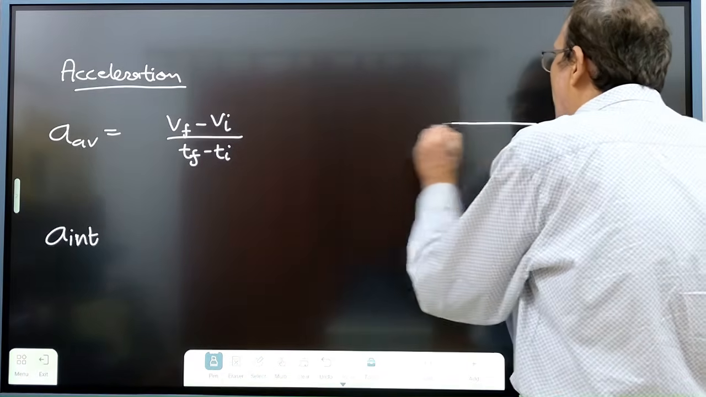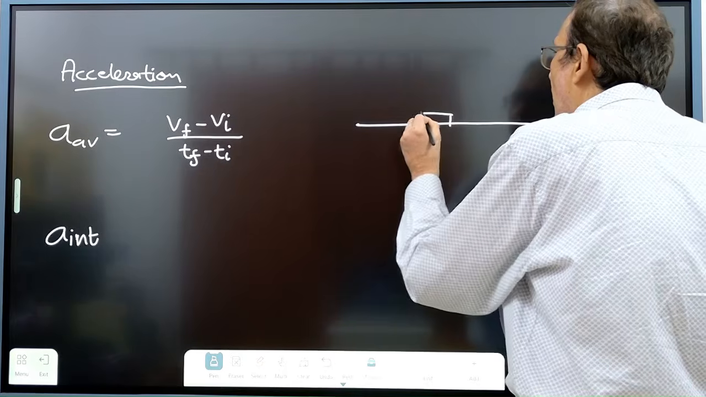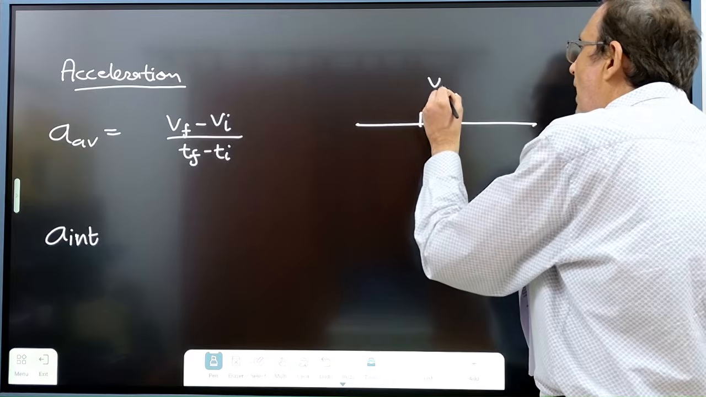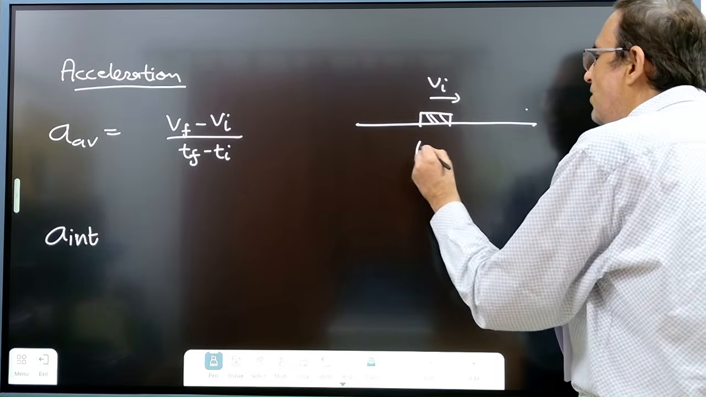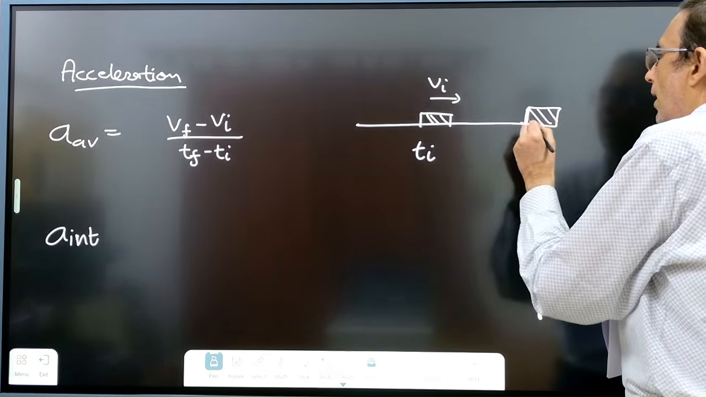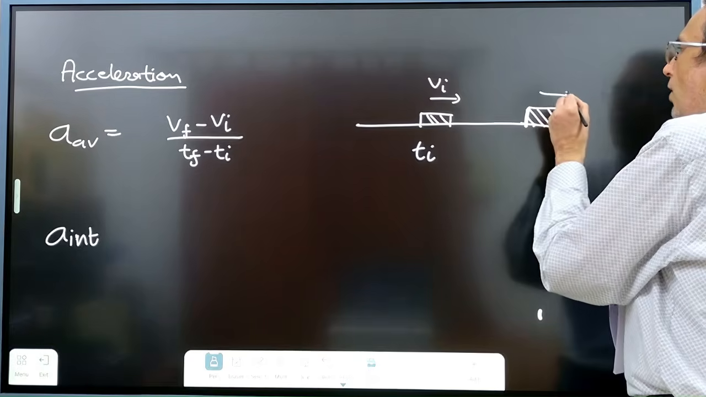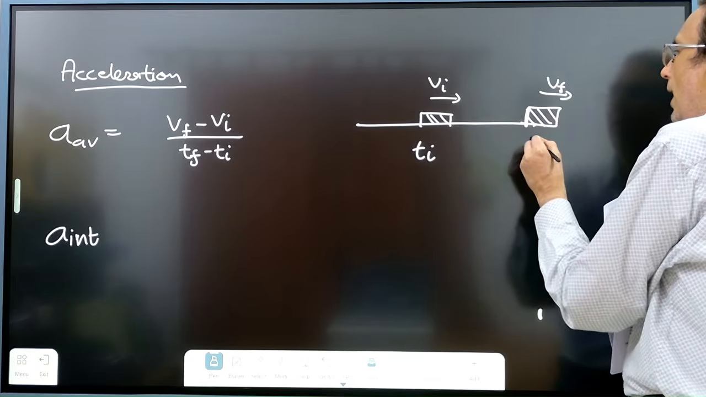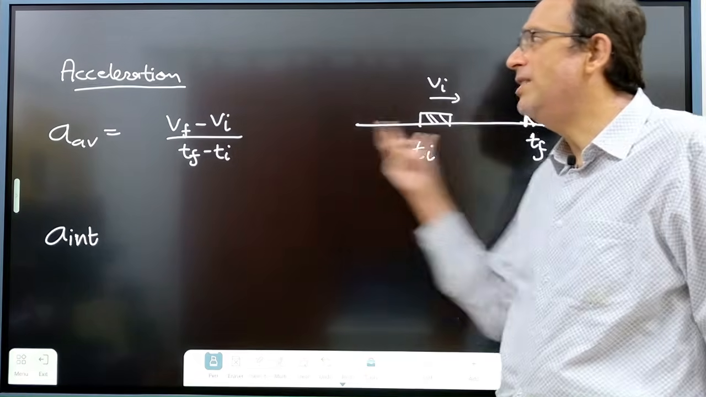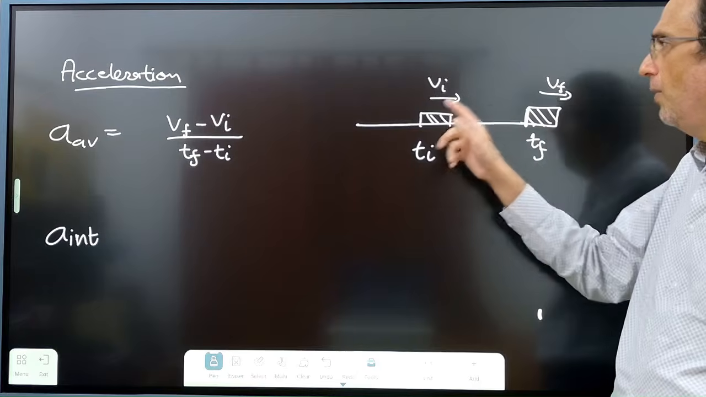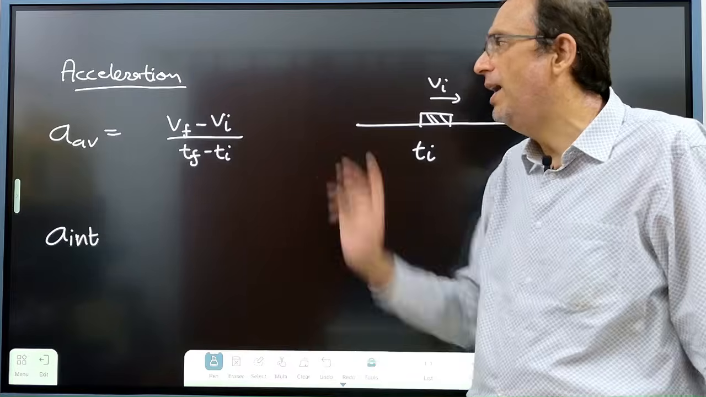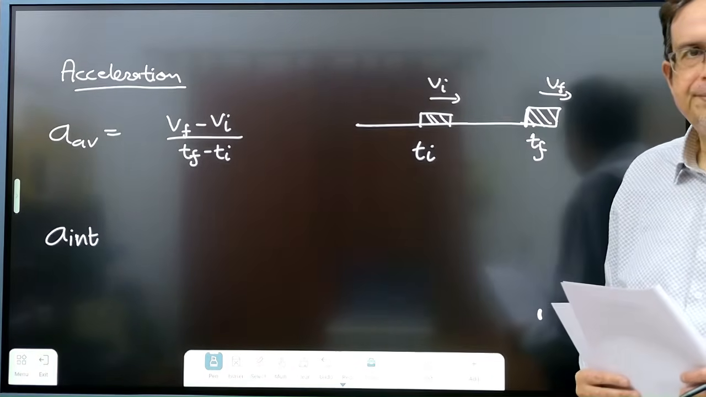So in one dimension, if an object moves from here, it has some initial velocity Vi at time t equal to Ti, and after some time it moves ahead and its velocity now becomes Vf at time Tf. In that case, the average acceleration during the complete motion from this point to this point would be Vf minus Vi over Tf minus Ti.